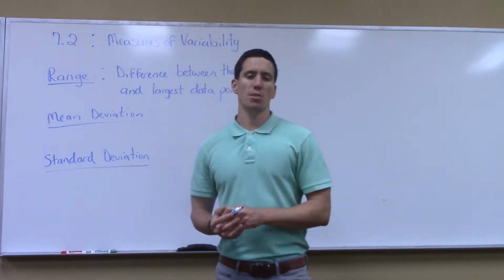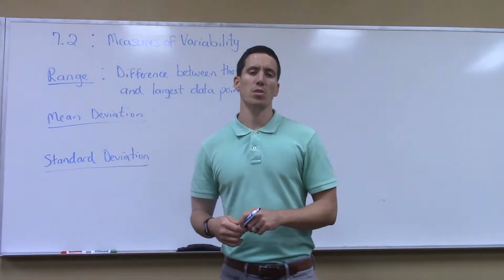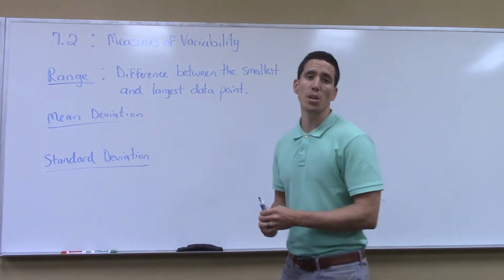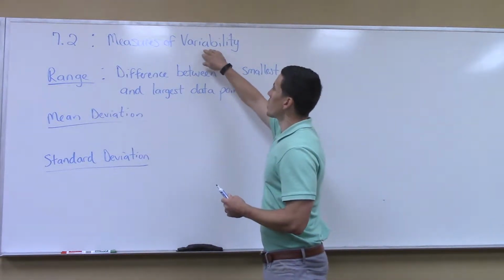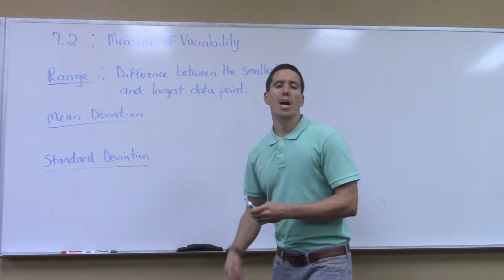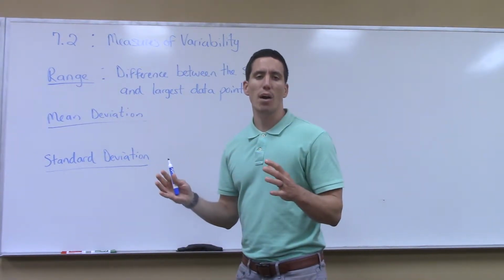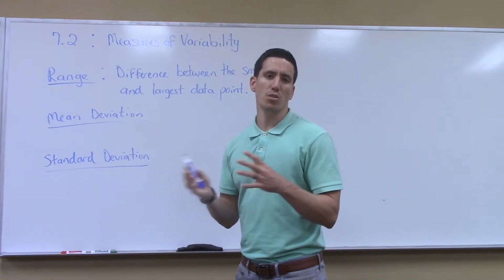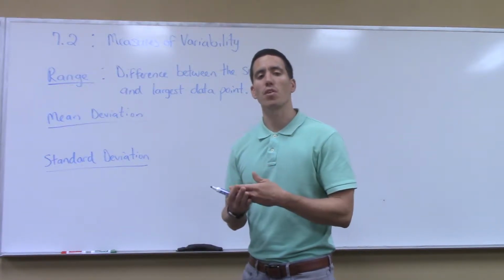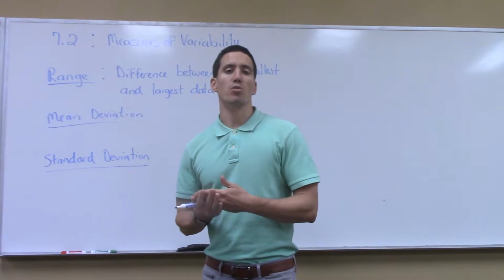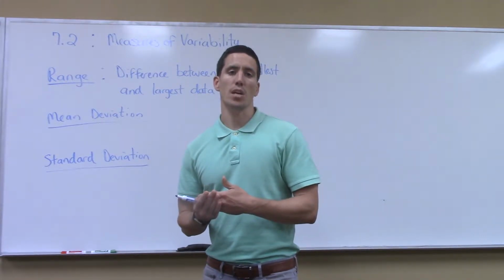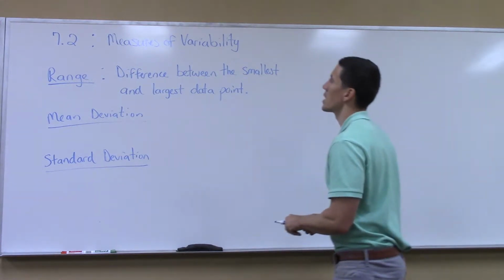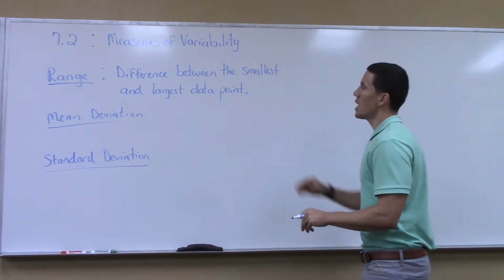After measures of central tendency in section 7.2, the text then moves on to the idea of measures of variability. The word variability, and the mathematical concept behind it, is how spread out or how dispersed a set of data is. What is the spread of the data? This is going to be very important for section 7.3, when we talk about data distribution. So it's important that you have a good understanding of the concept of variability.